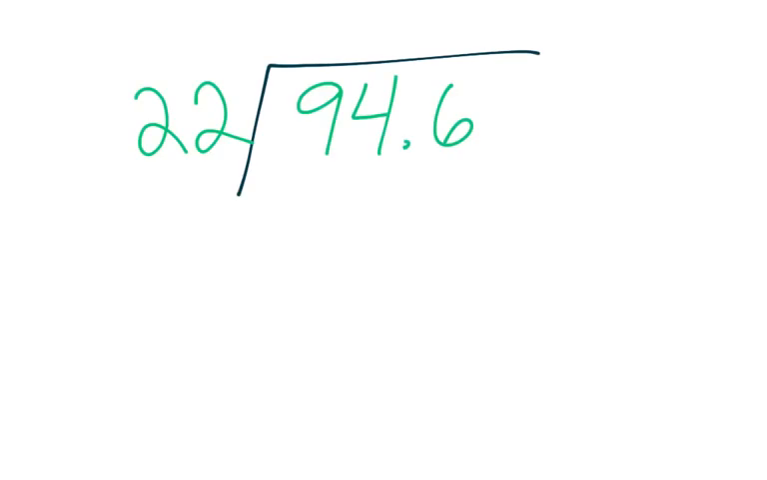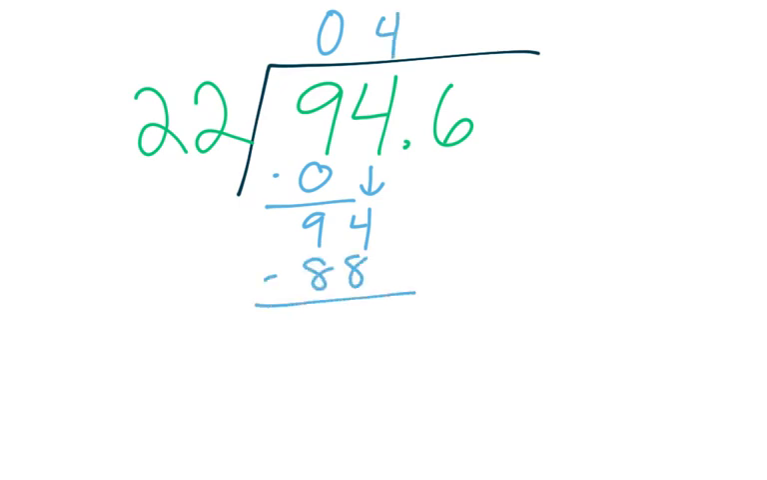And I can start solving. Well, if I have 9, I can't make any groups of 22, so that's 0. Subtract, bring down. If I have 94, how many groups of 22 can I make? Well, I'm going to count 22, 44, 66, 88. Oh, that's it. 4 groups. 88. I'm going to subtract.